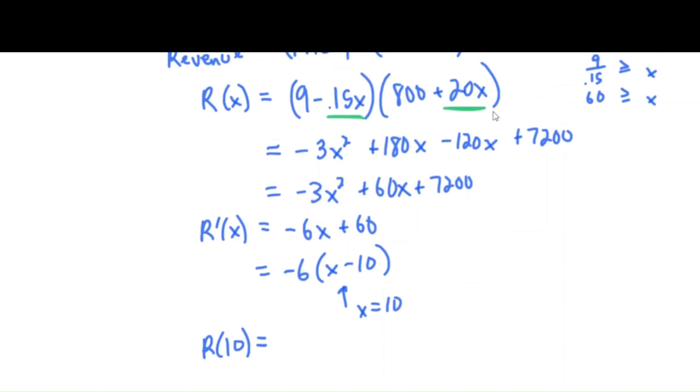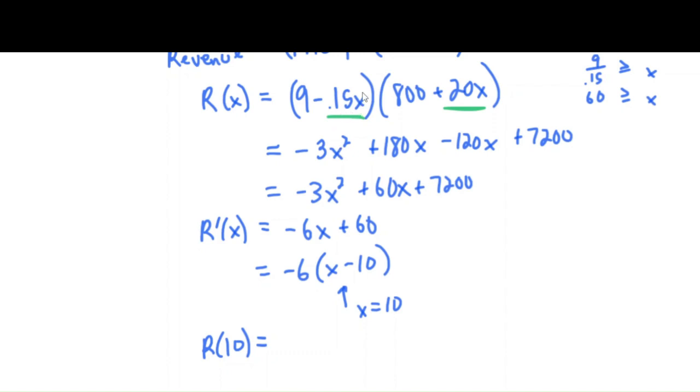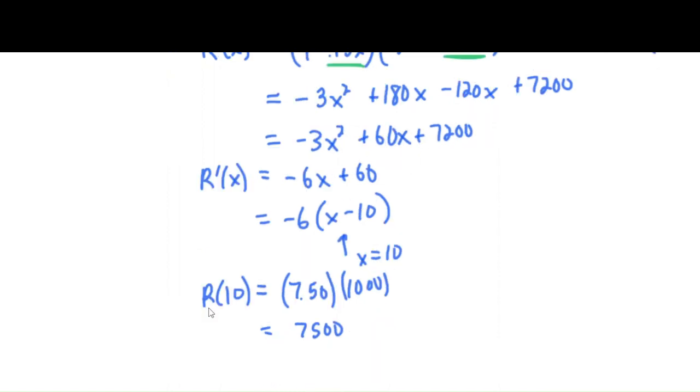Well, you could plug in 10 for x here, or you could just think about what's really happening. With 10 price reductions of 15 cents each, the new price is going to be 9 minus $1.50, which is $7.50, times the demand. With 10 price reductions, the demand goes up by 200, so the demand will be 800 plus 200, which is 1,000. So $7.50 times 1,000 will be 7,500.